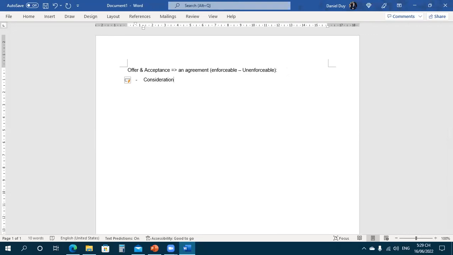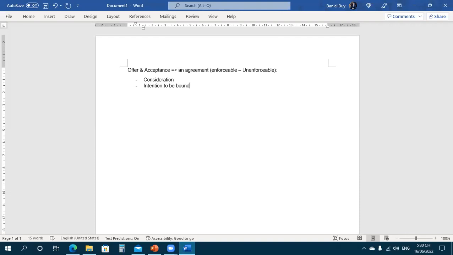In English law, to have a valid contract, there must be consideration, which is something in exchange for the other. All contracts in English law must be bilateral, must be two-way. We also need the intention to be bound. The contract must show some intention to be bound by the parties, or it will not be enforceable.